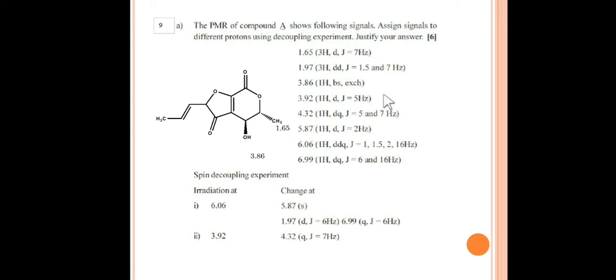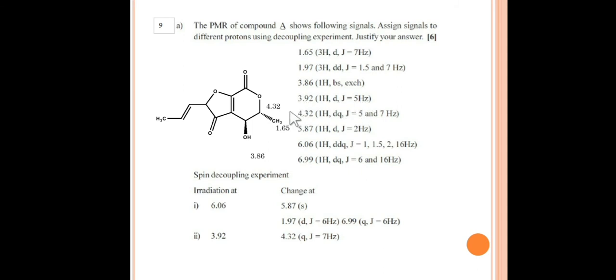So 7 Hertz. Okay, here is the coupling partner, 4.32, 1H, doublet of quartet. Now you can see this proton will couple with this proton showing a doublet, and will couple with the methyl group showing a quartet. That means it is perfectly the 4.32 signal. So I will assign 4.32 to this signal, which is showing a doublet of quartet, with a coupling constant of 7 Hertz for the quartet, and I will search for its 5 Hertz partner. Okay, I am able to find this.